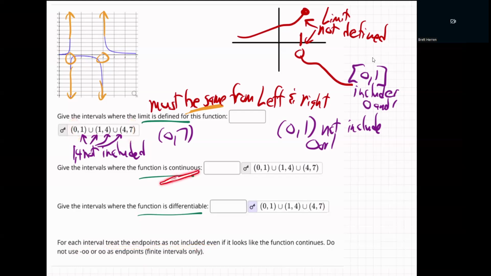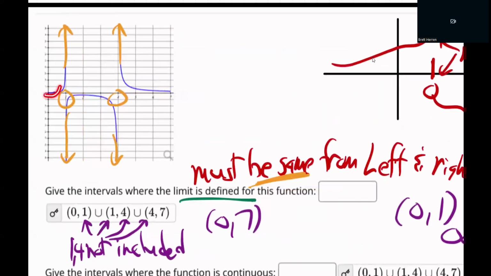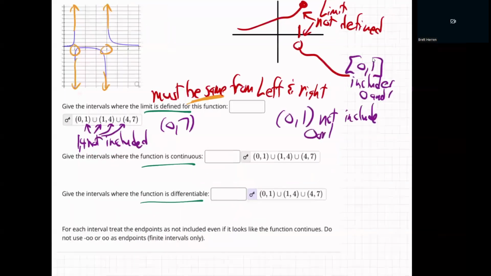Okay, next one. Continuous. Where's it continuous? Continuous means that you don't pick up your pen. So if you draw this graph from left to right, boom, right there I have to pick up my pen and come down here, and then boom, right there, I have to pick up my pen. So again, it's at 1 and 4. It's not continuous, so it's the same answer as where the limit was not defined. And then the final one, where is it differentiable?